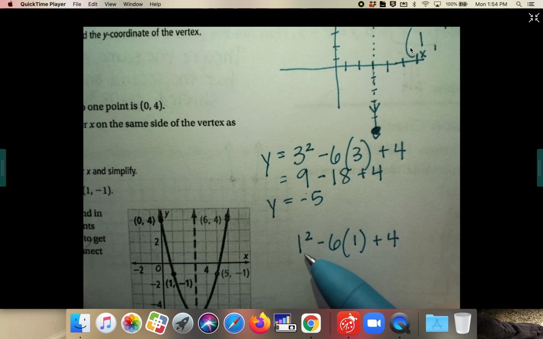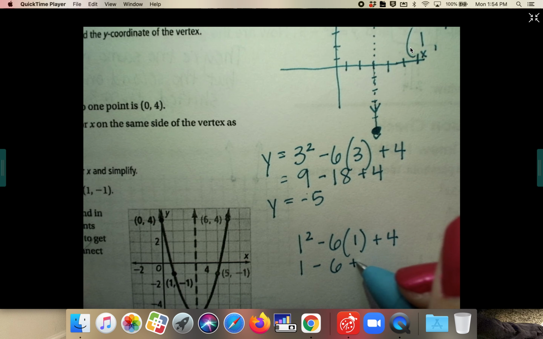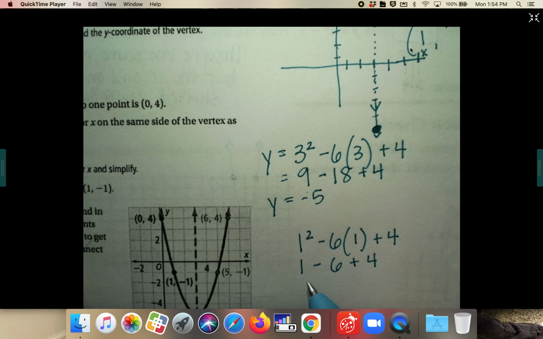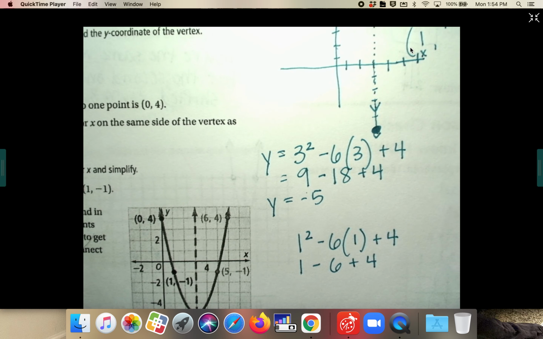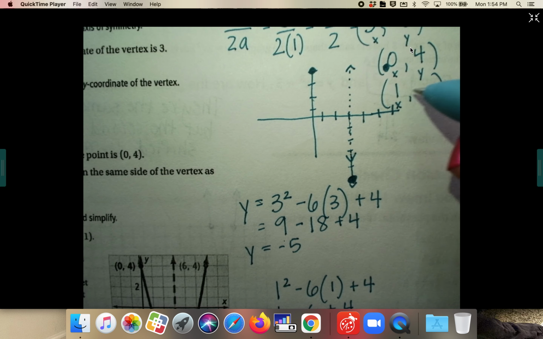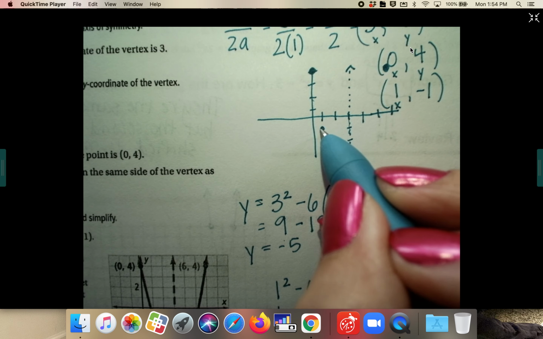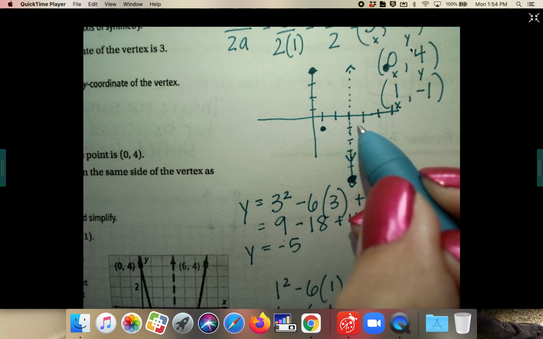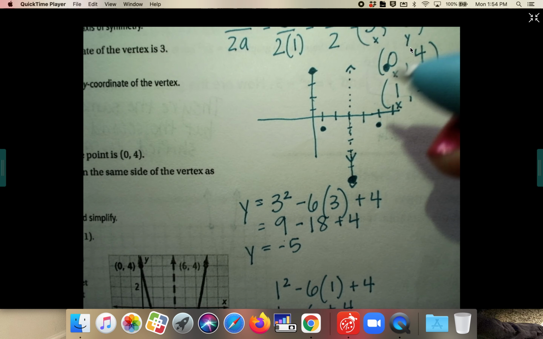All right, order of operations. Exponents first. 1 squared is 1. Multiply next, and then you can go left to right, add and subtract. 1 minus 6 plus 4 is negative 1. So when x is 1, y is negative 1. So there's my dot, 1, negative 1, and it's going to reflect over the parabola to this side too, and now I've got my 5 points.